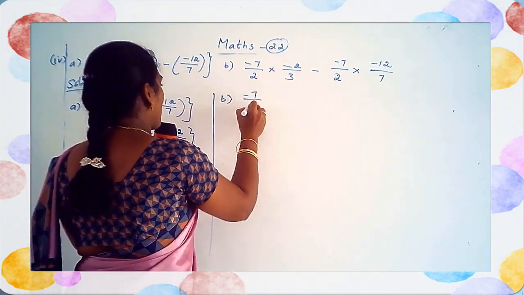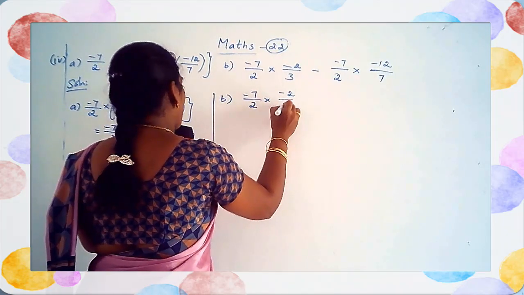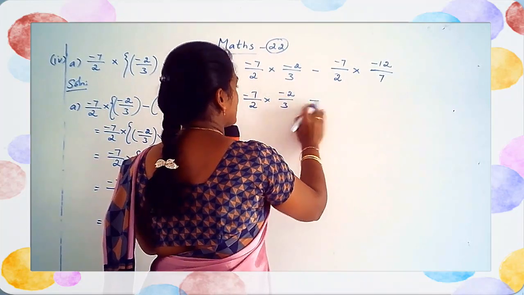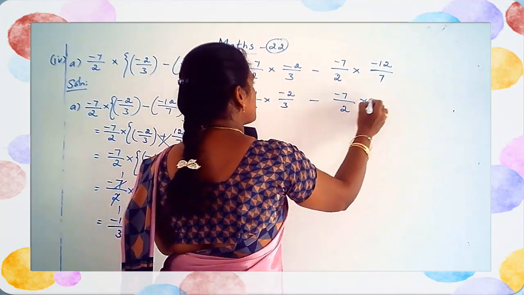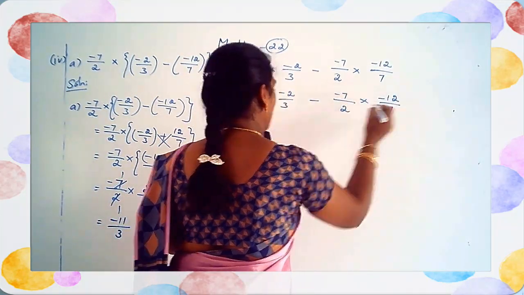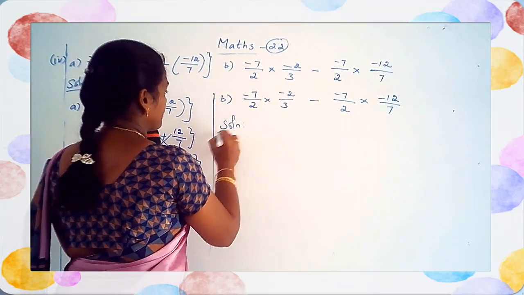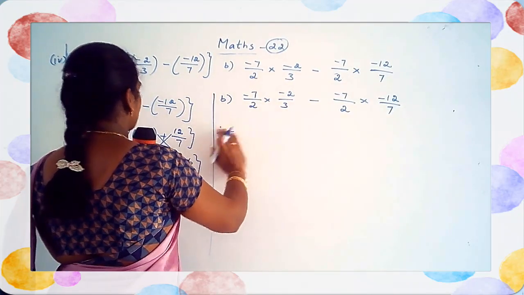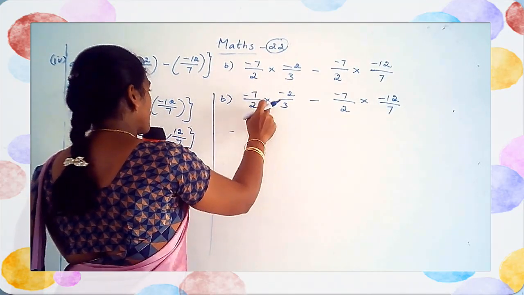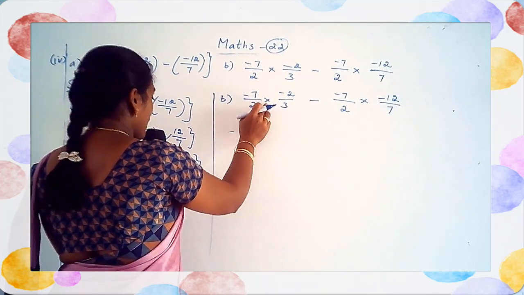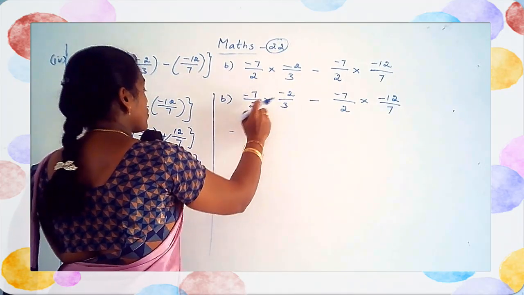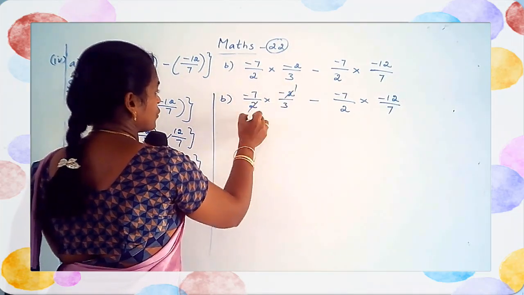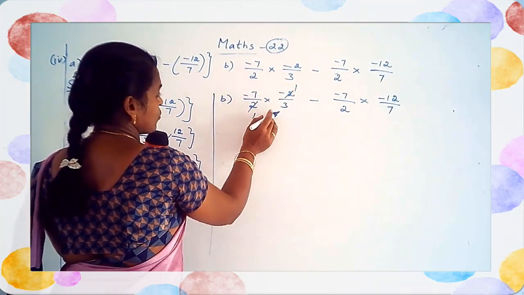Minus 7 upon 2 into minus 2 upon 3 plus minus 7 upon 2 into minus 12 upon 7. First of all, we have to find the value of minus 7 upon 2 into minus 2 upon 3. Here the operation is multiplication. So now you check for any common factors. Yes, 1 2 is 2, 1 2 is 2. The remaining has no common factor.